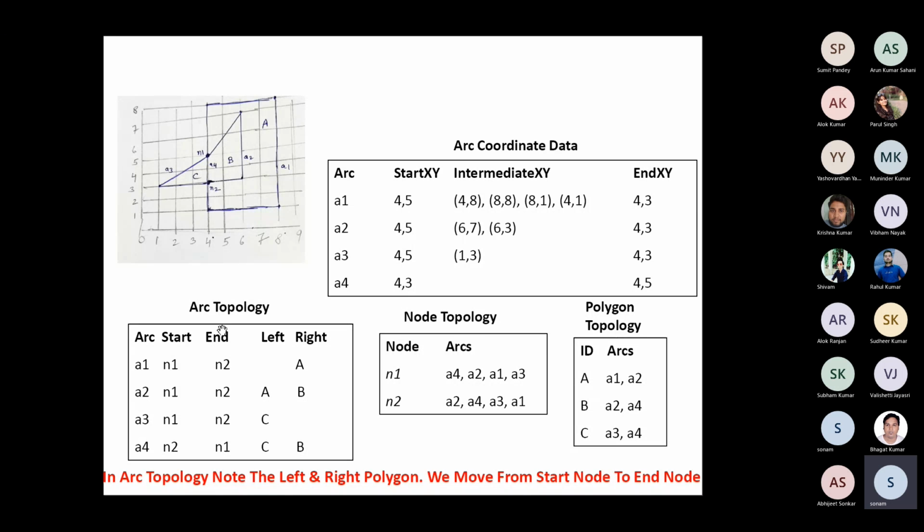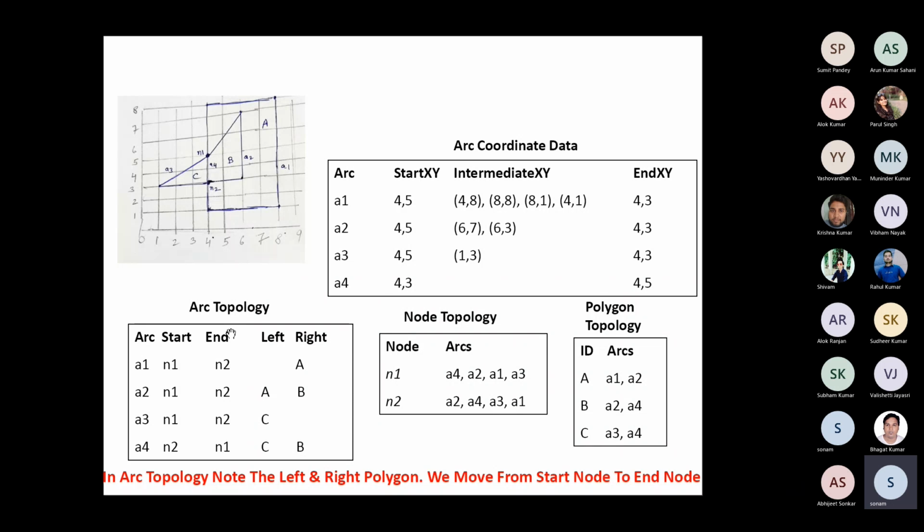Common mistake is there in the arc topology table. There is no problem with the node topology and polygon topology, and arc coordinate data also there is no problem. The usual mistake is in the arc topology because students do not pay attention to what they are writing in the start node and what they are writing in the end node. This data must match with the arc coordinate table data. Suppose it is 4,5 and 4,3 for A1 in this table, and here if you write N2 as the start node and N1 as the end node, in that case it will be incorrect. So this one will be considered as the mistake over here.